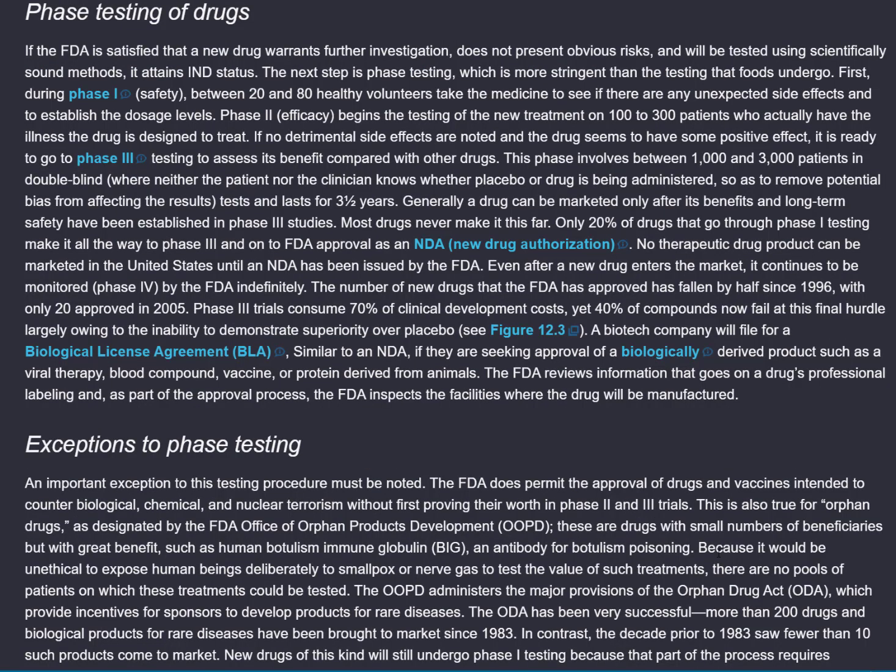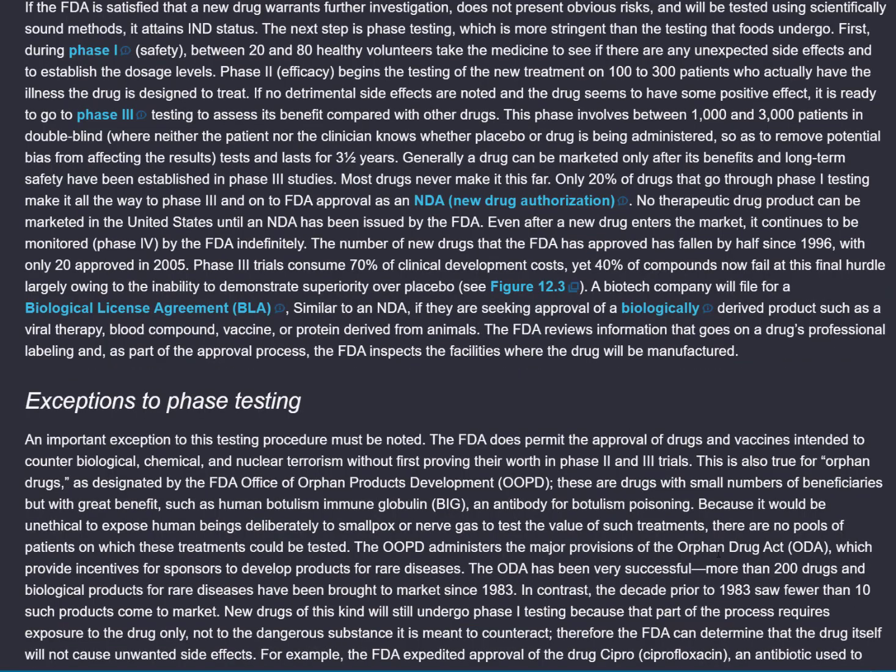Phase testing of drugs. If the FDA is satisfied that a new drug warrants further investigation, does not present obvious risks, and will be tested using scientifically sound methods, it attains IND status. The next step is phase testing, which is more stringent than the testing that foods undergo. First, during phase I, safety, between 20 and 80 healthy volunteers take the medicine to see if there are any unexpected side effects and to establish the dosage levels.